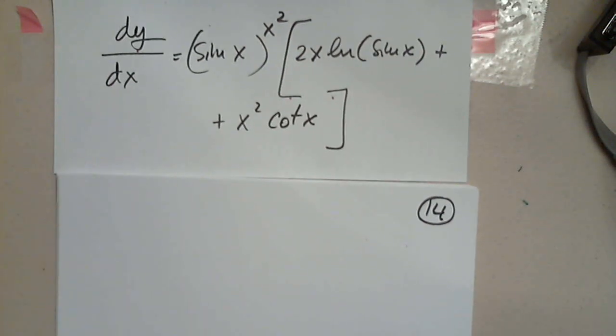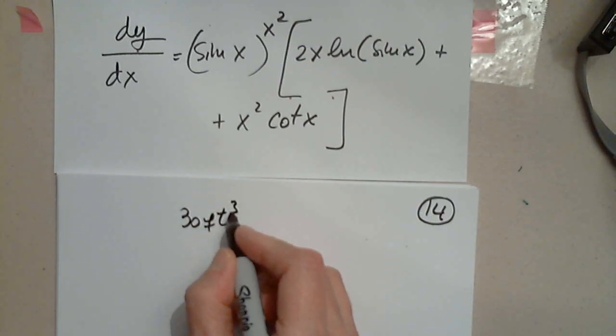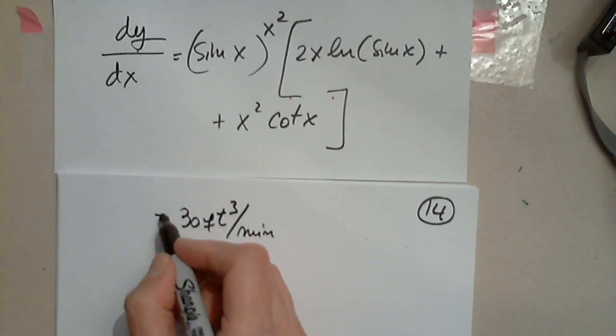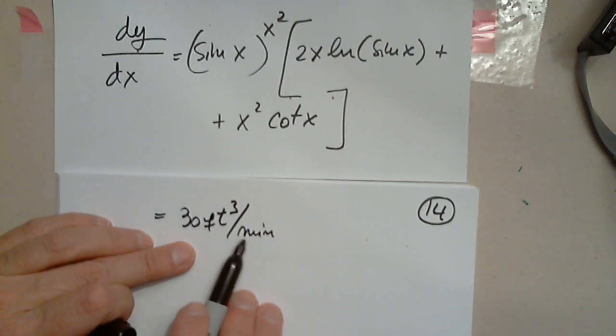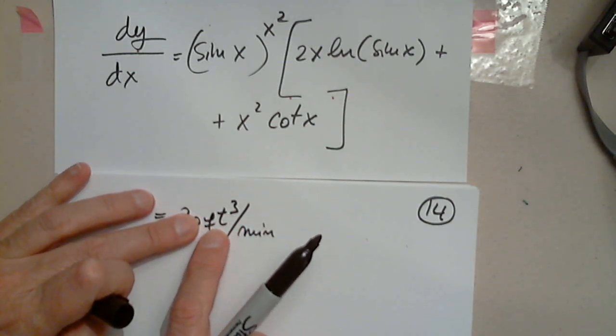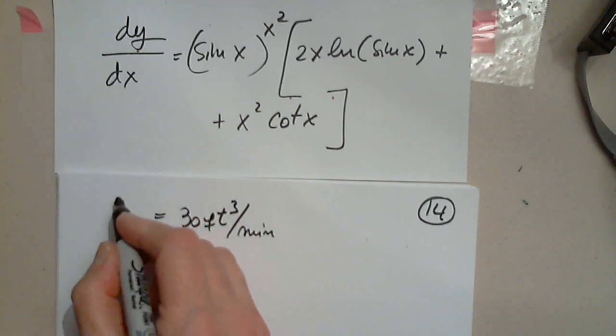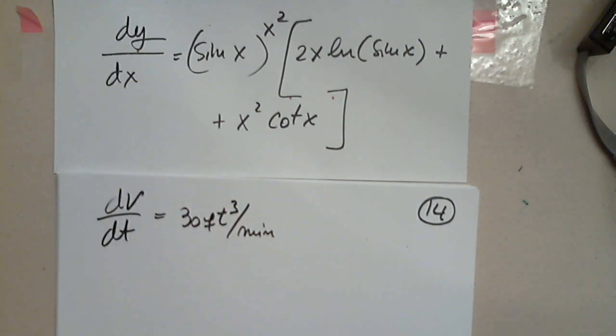Let's do it again. So once I see 30 cubic feet per minute, I know that this must be a rate of change, must be a derivative. Obviously, this is the measurement unit for volume, and this is the measurement unit for time. So I know for sure that this must be it.